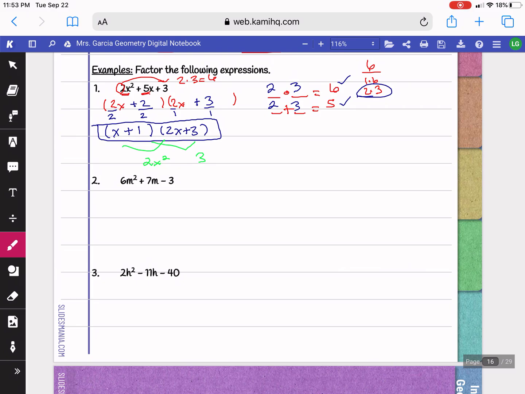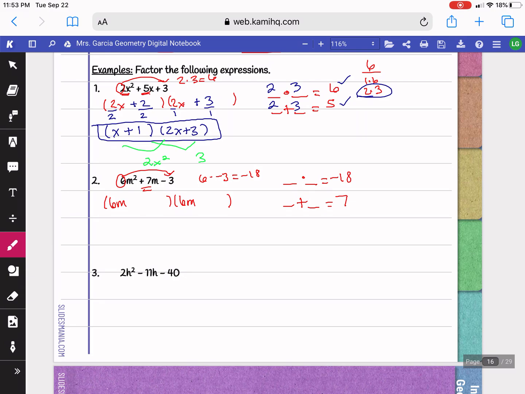If you look at problem 2 now, I'm going to set up my factors. This time I'm going to start each one with 6m. And before I set up my blanks, this time I'm going to have to do a times c. So 6 times negative 3 is negative 18. So my first blank is going to equal negative 18. My second blank equals my middle number, my b, or 7.